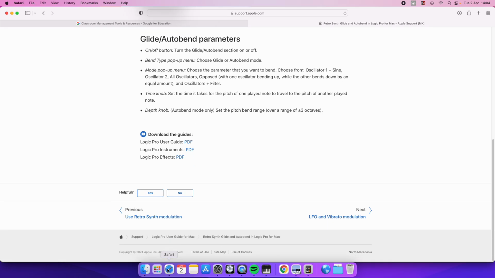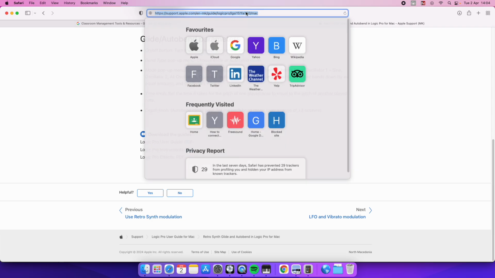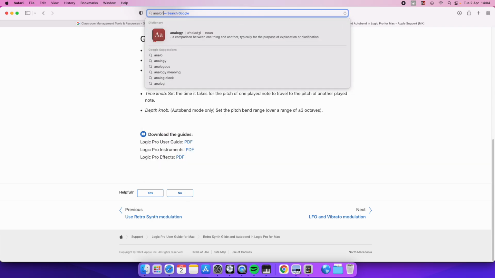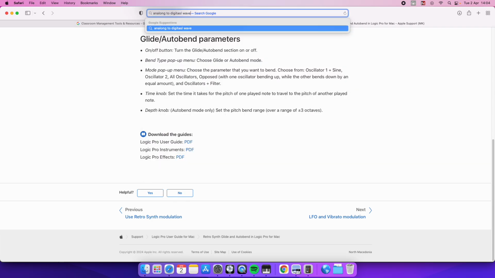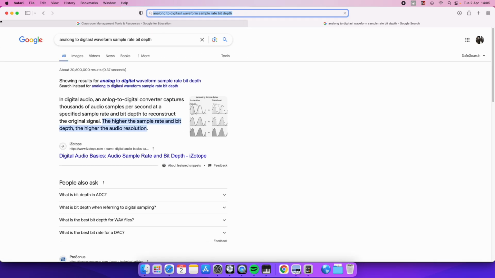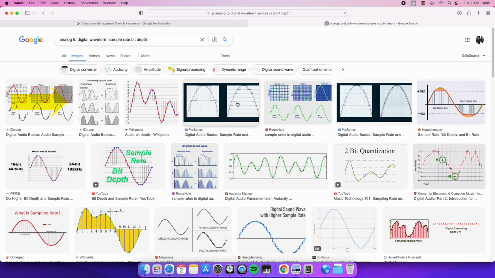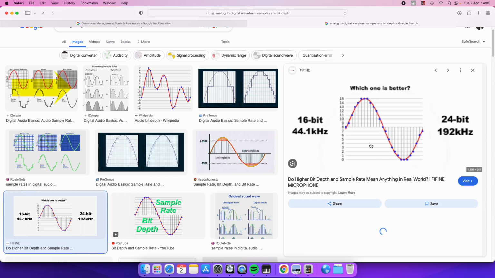analog to digital waveform, something like that. I didn't even type. Silly me. Analog to digital waveform, sample rate, bit depth. Let's just see what images this throws up. All right, yeah, cool. So, what's a good one to look at? Maybe, yeah, this guy.